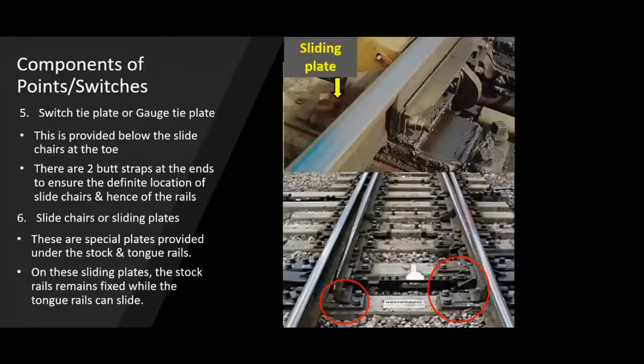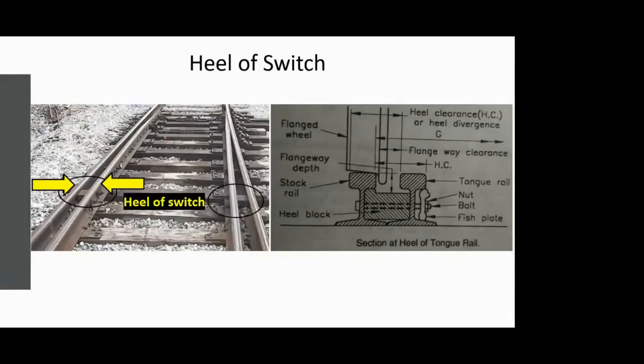Then we saw the slide chairs or sliding plates, which are the surfaces over which your tongue rail slides, and below this assembly you have a switch tie plate or a gauge tie plate. Then we saw again what the heel of the section looks like in the section. As you can see, both the tongue rail and the stock rail have the same cross section, or are made up of the same section at the heel portion.